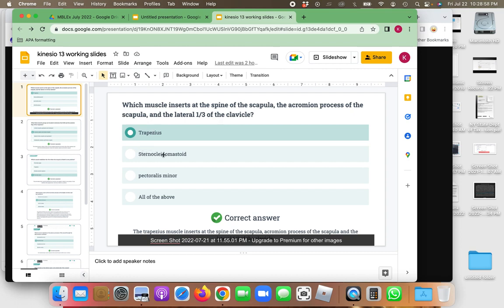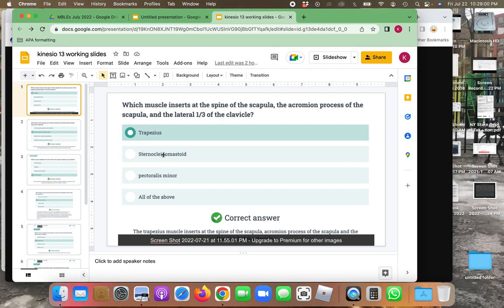Other choices are the sternocleidomastoid muscle, which we know is not correct because of its name. It attaches at the sternum. It attaches at the mastoid process. Sternocleido, I forget what cleido stands for. Let's see. Mastoid process, sternum, and clavicle.